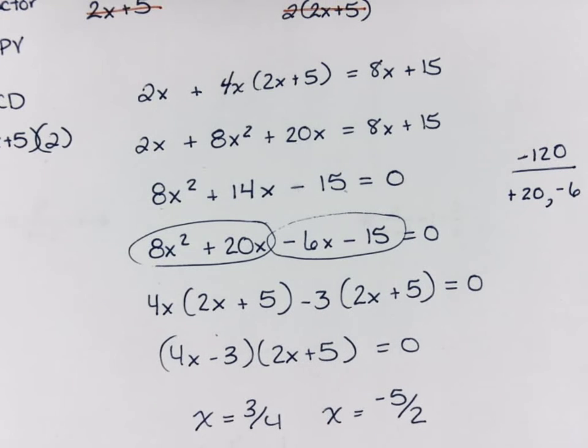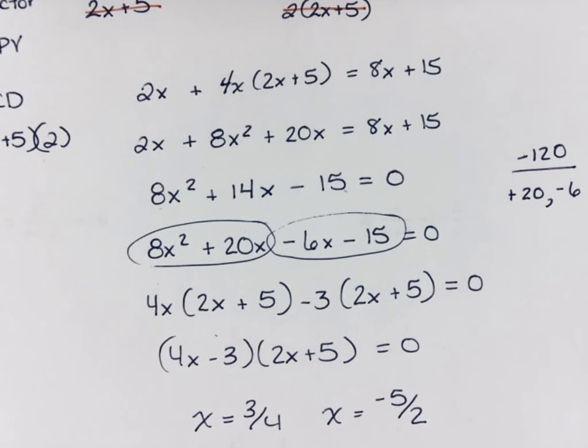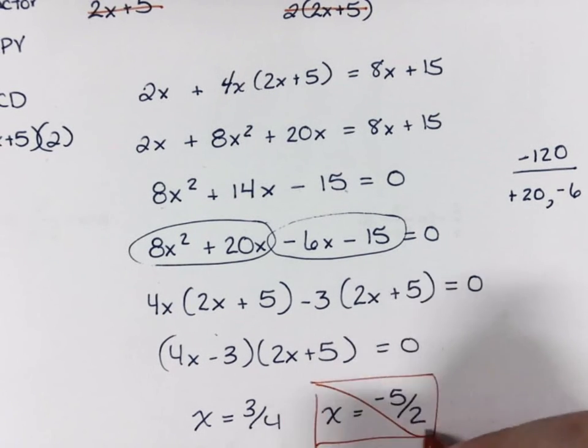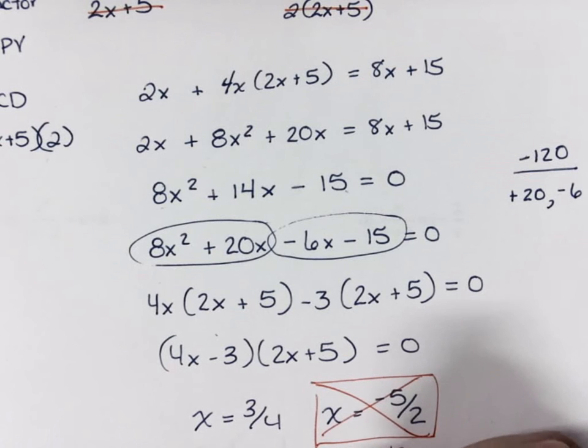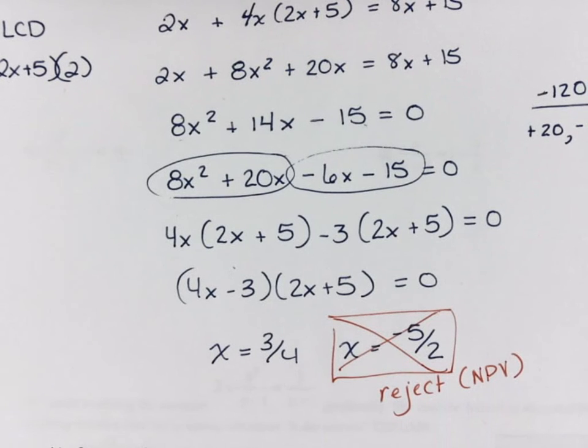Okay, so I'm going to reject one of those. Why am I going to reject it? Because of the NPV. So this one gets rejected. We know that X cannot equal that because we did that up top.